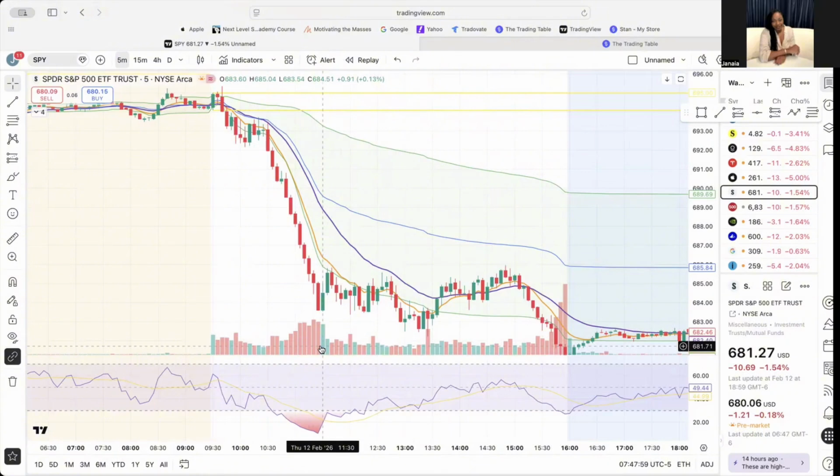So if you're a beginner trader, keeping your chart very simple can really change everything. You don't want to overcomplicate it, and you don't want things to be too confusing.